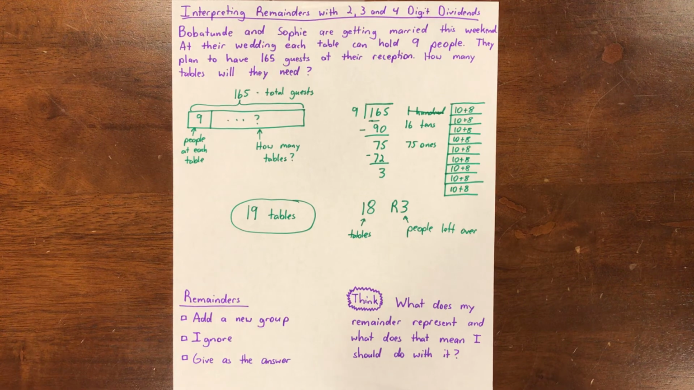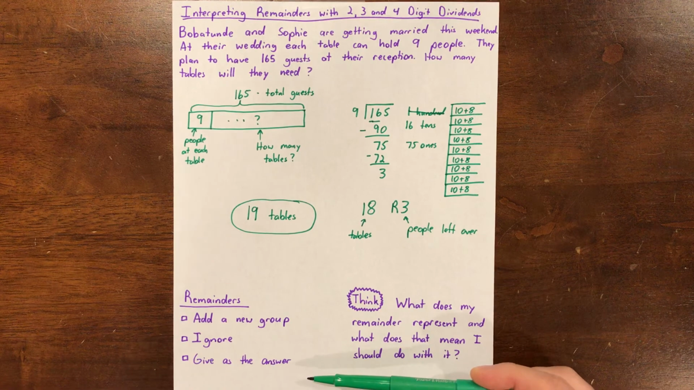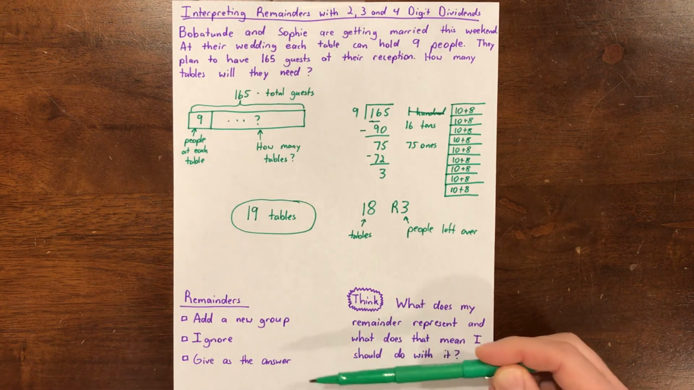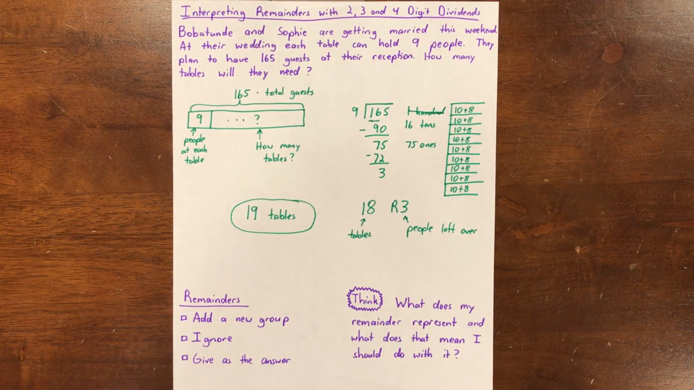Okay, so as you use your thinking questions today to think about what the remainder represents in the story, remember, you've got these 3 options for what you could do with a remainder. You could add a new group, you could ignore it, or you could give the remainder itself as the answer. All right, let's try another problem where you're going to need to interpret your remainder again.